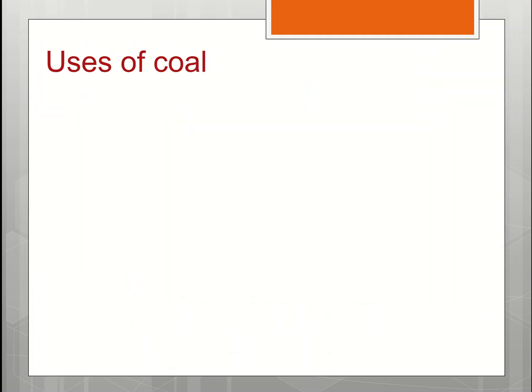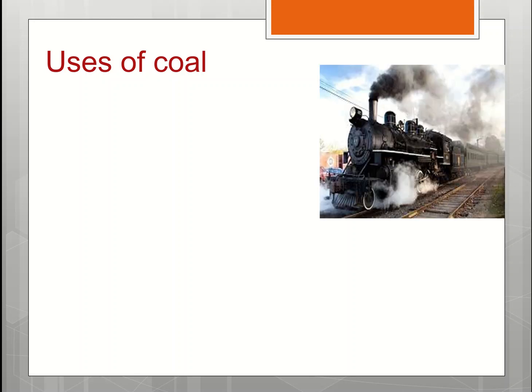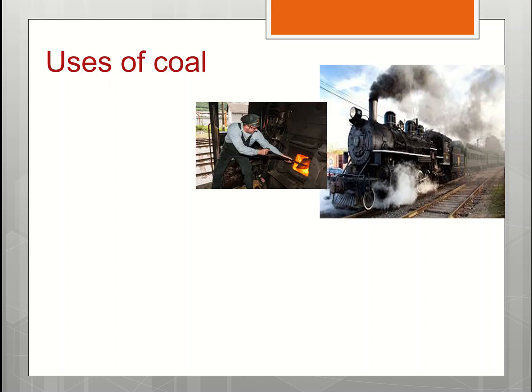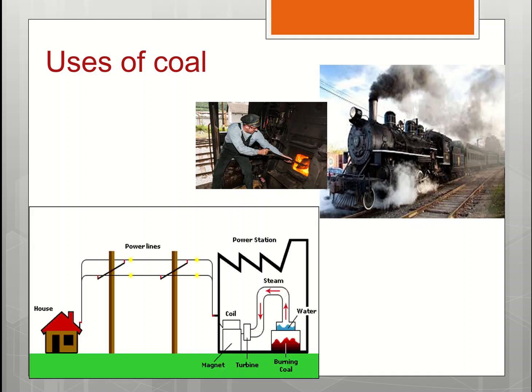Let's talk about uses of coal. Whenever we talk about uses of coal, the first picture which comes to our mind is steam engines, of course. So in the steam engines which were used earlier, coal was used as a fuel. When coal was heated, steam arose from it and that steam was converted into the mechanical energy which moved the steam engines. Nowadays, we use electricity for running the trains. But still, we use coal for generating electricity.